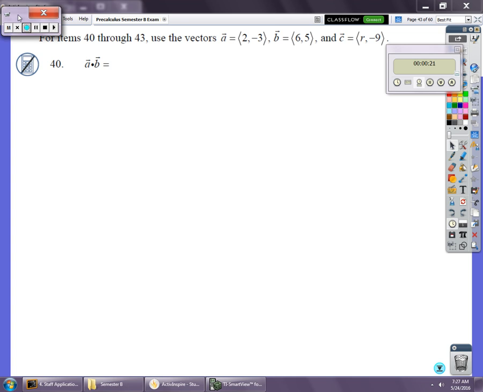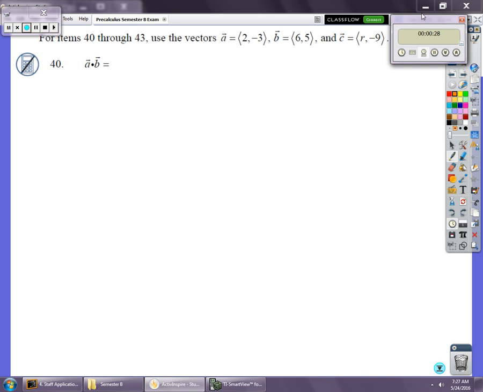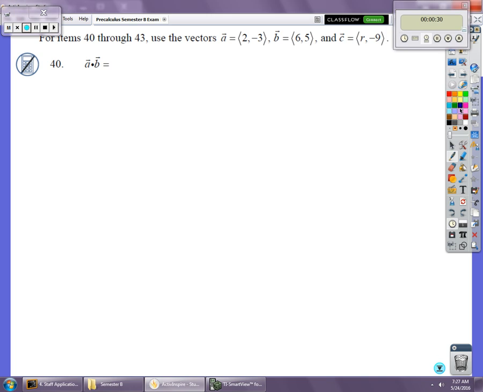Okay, we're still in vectors. In number 3, it says to find, see that little dot here in the middle? I know it's tricky, but it looks like times, but it actually means dot product. And dot product is definitely on your formula sheet.